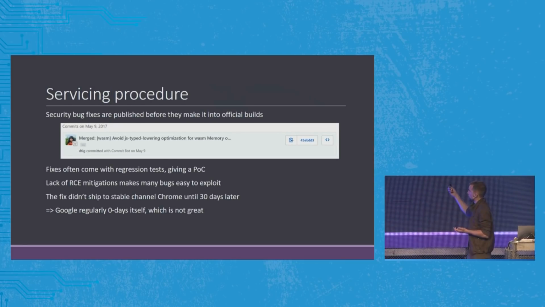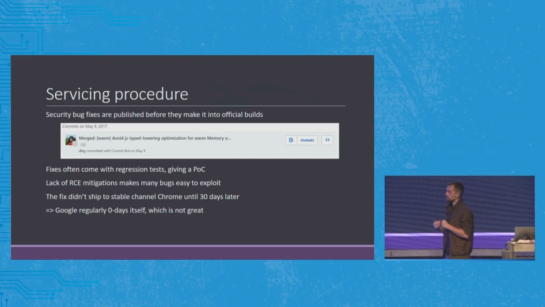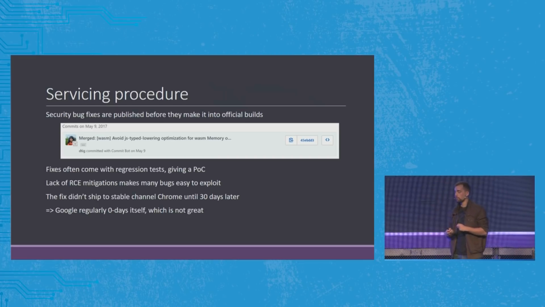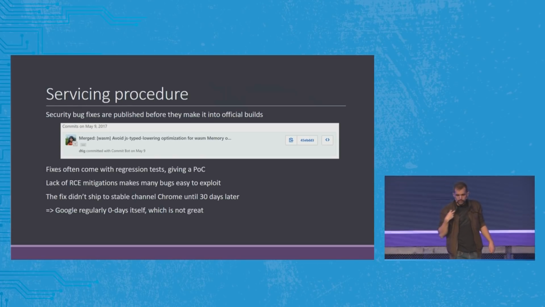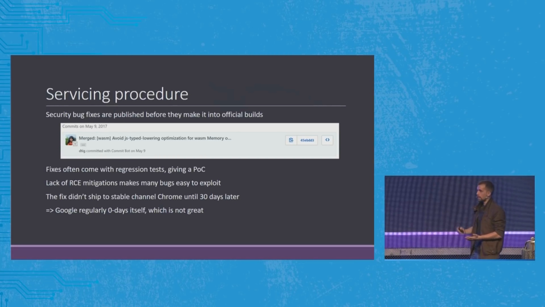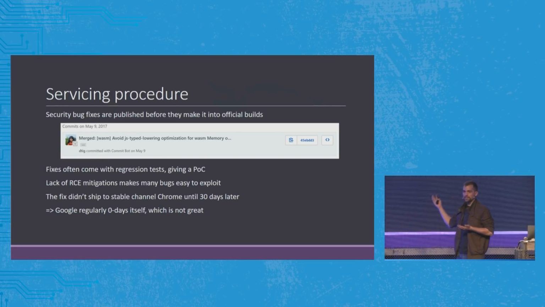Something that we noticed is that the code of V8 being publicly available on GitHub is great until you start publicly fixing security bugs before actually servicing the fix to users. That's what this is showing here. This is a commit for a security bug that was made back in May 2017. It had all the details of what the bug was, how it was fixed, as well as a regression test. So you basically have an exploit POC right there on GitHub.